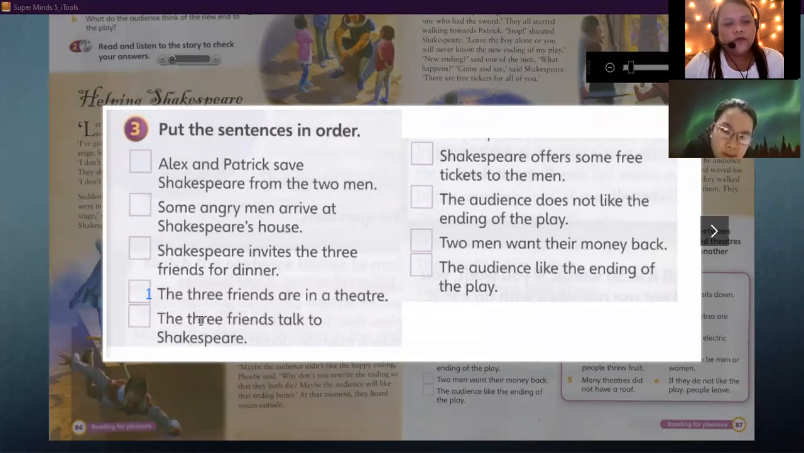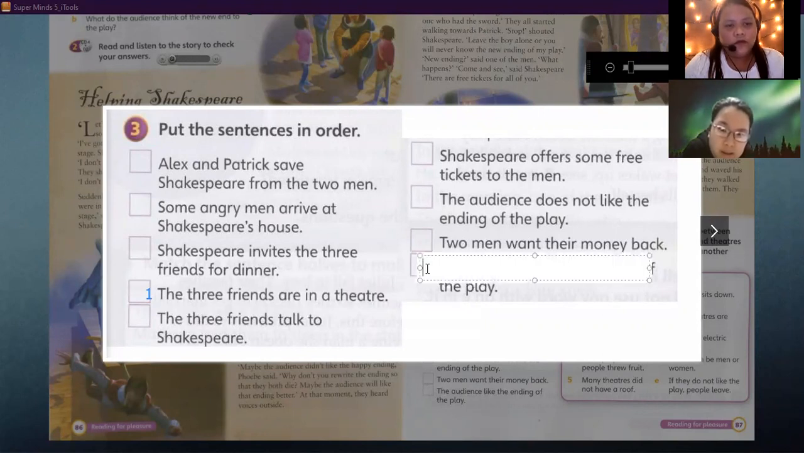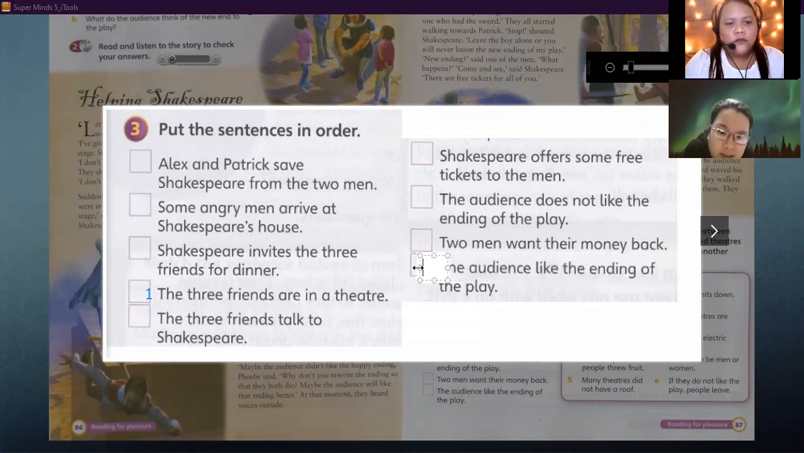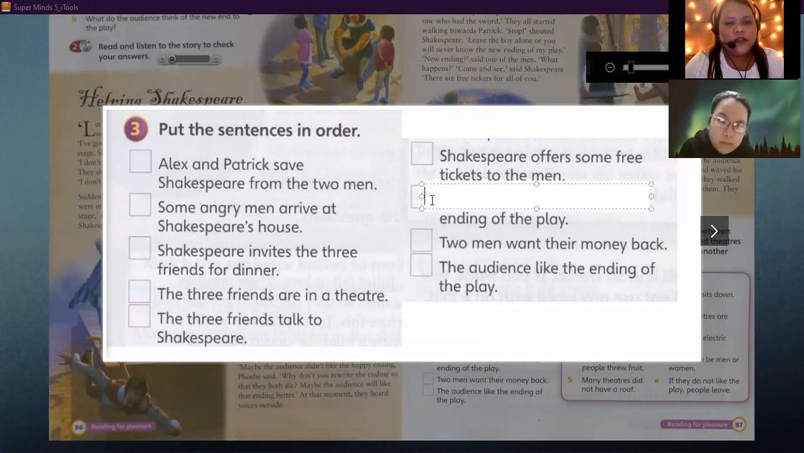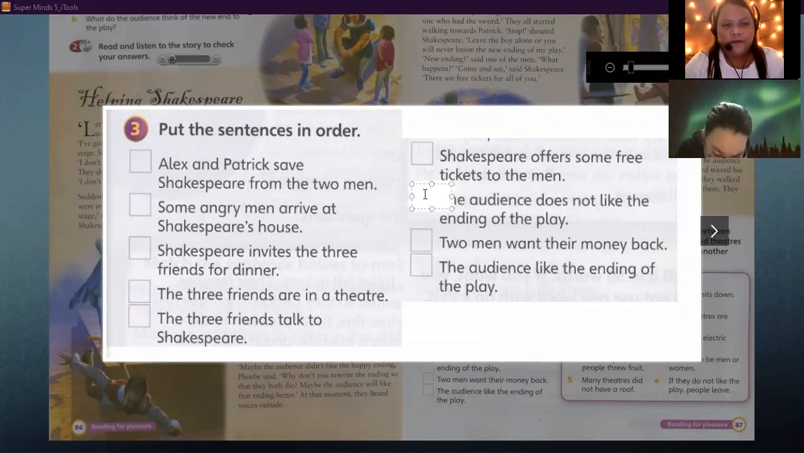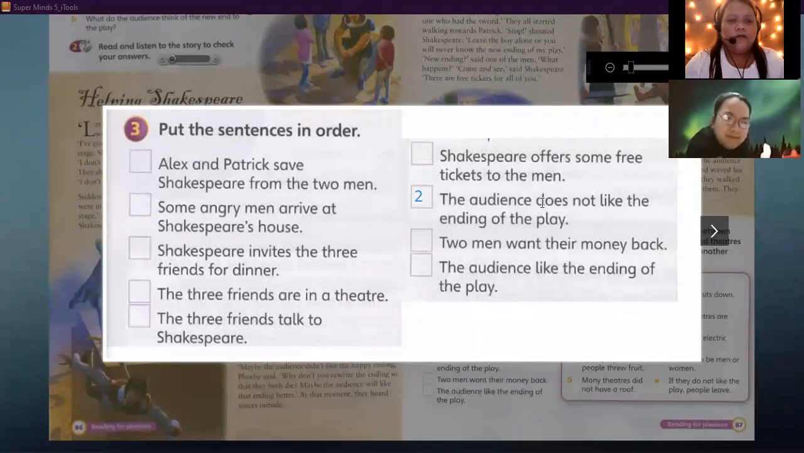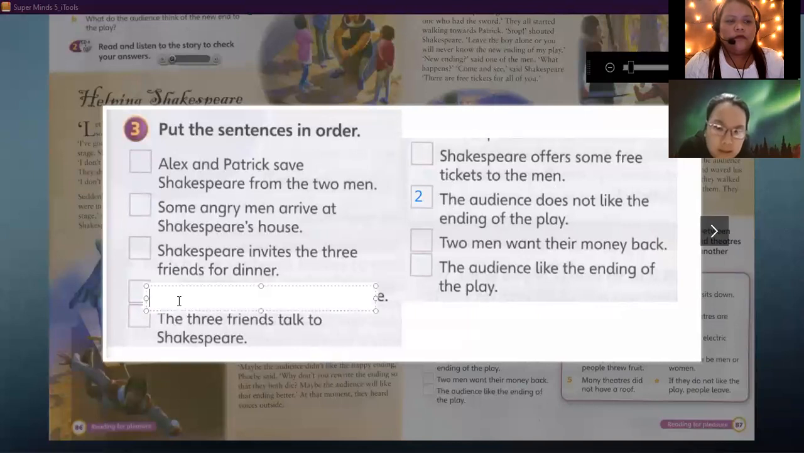And the next one is the audience does not like the ending of the play. Mm-hmm. Okay. The audience does not like the ending of the play. So go on.